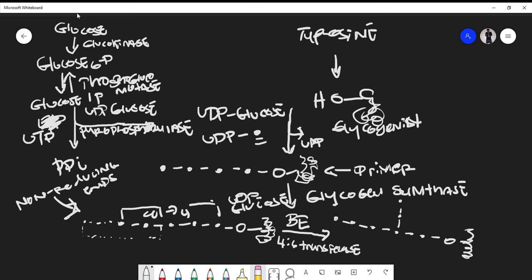I don't have any space, but you get the idea. 1,6 linkages. And then glycogen synthase still continues, and the cycle continues. So glycogen synthase comes again, synthesizes, and then 4,6 transferase comes, takes a couple portions off, and then adds another piece. And ladies and gentlemen, this is how glycogen is synthesized.